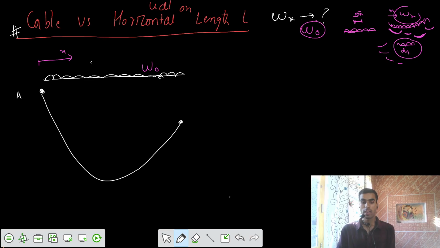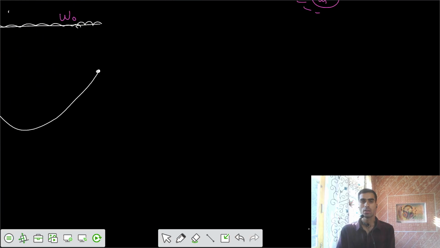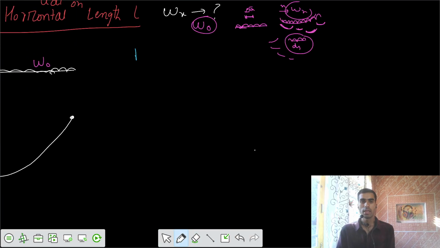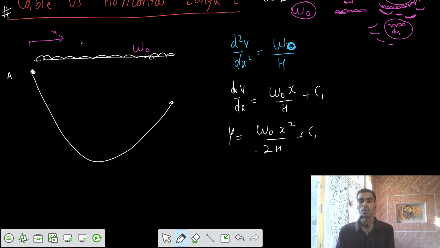Now from the previous problem, if I write that equation, d2y by dx2 equals wx by h, that is equal to w at any x divided by h. What is the wx? I would say this is W naught. So let's integrate it. I would get dy by dx equals W naught x by h plus some constant c1. Integrating once more, I would get y equals W naught x squared by 2h plus c1 x plus c2.